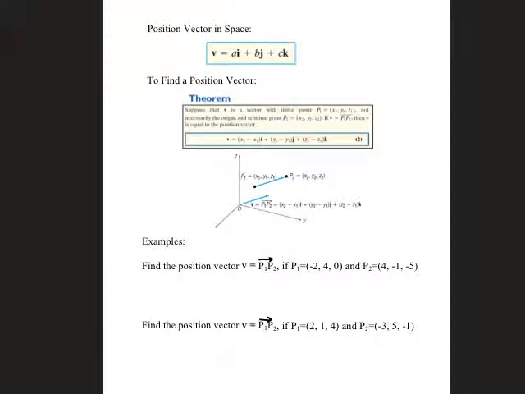Okay, now we're on the last slide of the video, and we're going to start talking about position vectors in space. Note, in 2 dimensions, we just had your i and j component. Now we're adding in your k component, 3 dimensions. So i is the unit vector in the direction of the positive x-axis, j is the unit vector in the direction of the positive y-axis, and k is the unit vector in the direction of the positive z-axis. A vector can also be written as a comma b comma c.